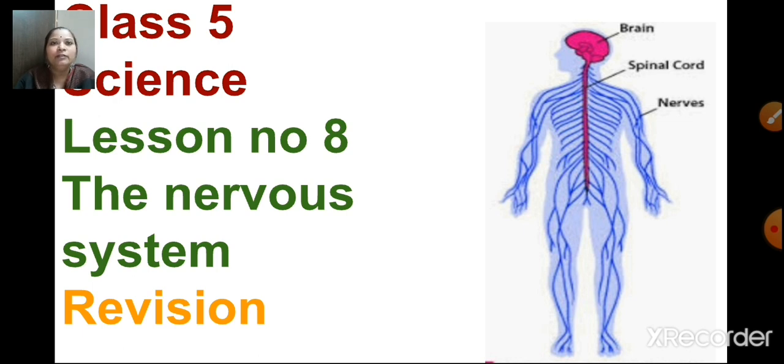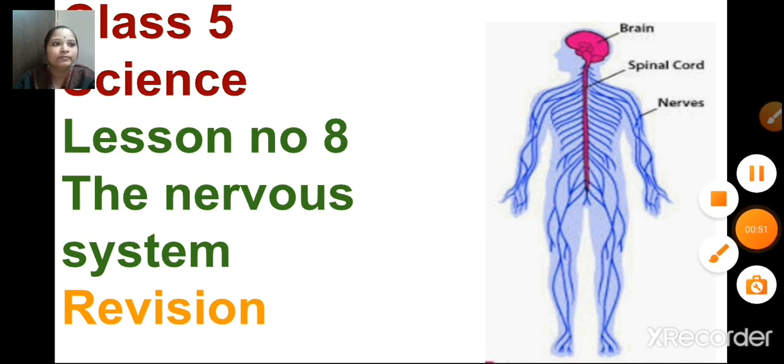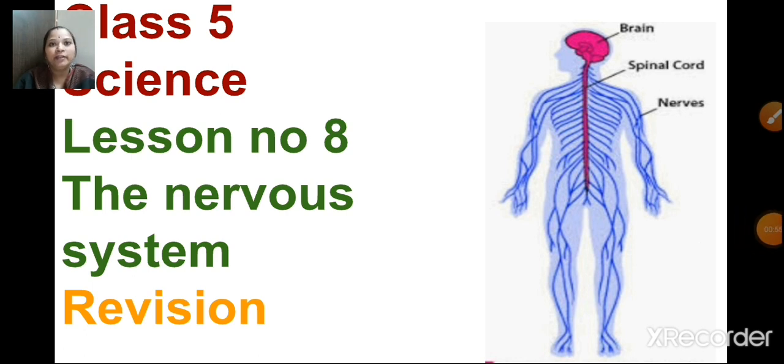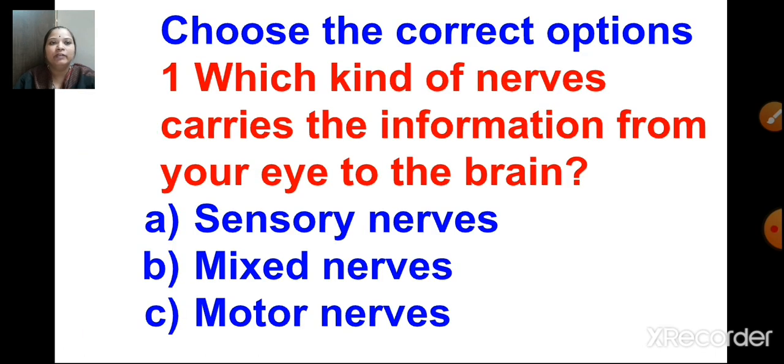Now children, today we will be solving the questions mostly from the back exercise of the lesson. So, you can go and bring your pencil and textbook. I'll give you some time to do that. I hope all of you are ready with your textbook and pencil. So let us start solving the questions. The first question is, choose the correct options.